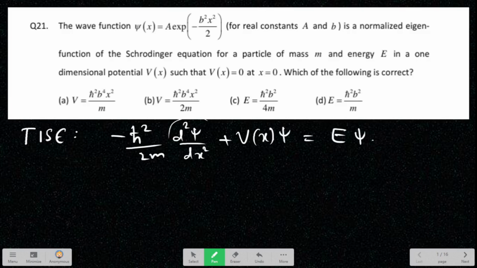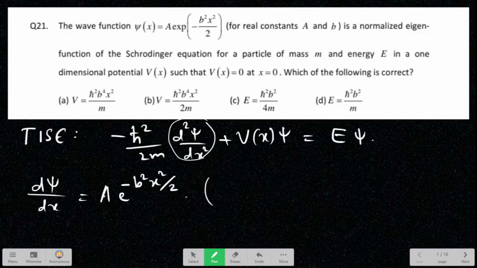So we need the second order derivative of psi with respect to x. First, let's calculate the first order derivative d psi by dx. D psi by dx is equal to A into e raised to minus b square x square upon 2 into the derivative of minus b square x square upon 2, which is minus b square x, equal to minus A b square x e raised to minus b square x square upon 2.